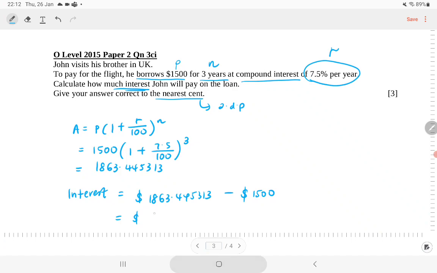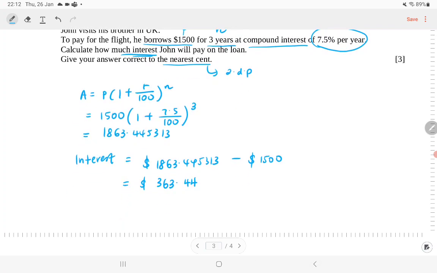Okay, my answer is $363.44. Okay, 44.53. Okay, so I want it to be 2 dp, right? So 2 dp means 4.5. Okay, so don't put 2 dp, put nearest cent.